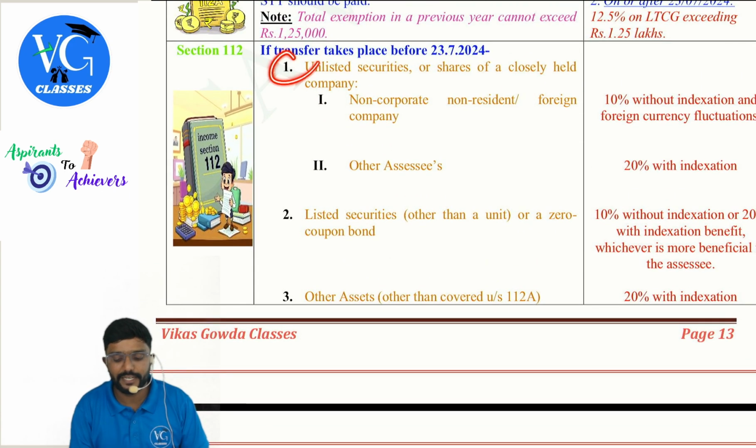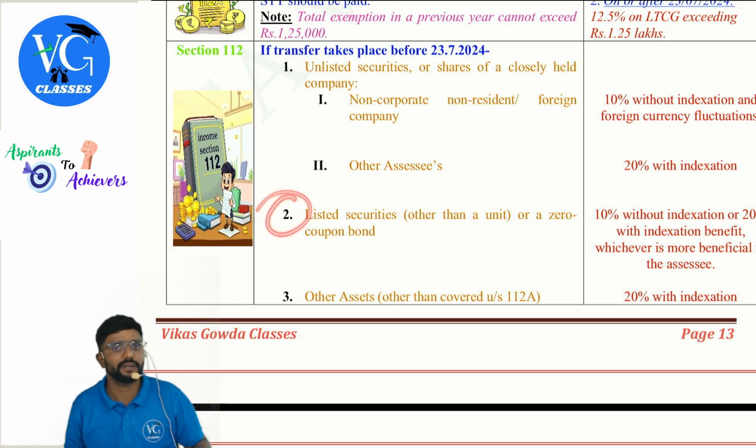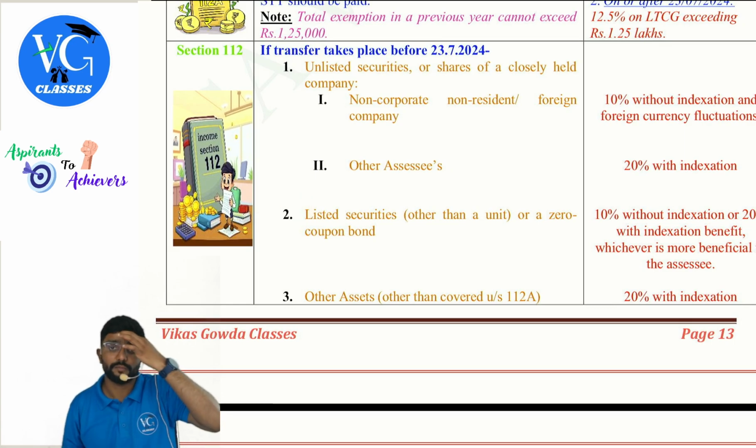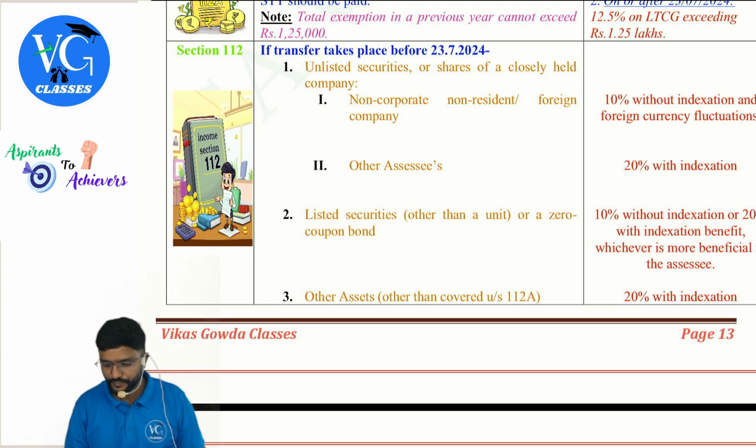First set of assets, unlisted securities, is done. The second one is listed securities or zero coupon bonds. In that case, what is the tax rate? Option is given to the assessee: 10% without indexation or 20% with indexation, whichever is more beneficial to the assessee. Obviously, he will go with whichever is lower.